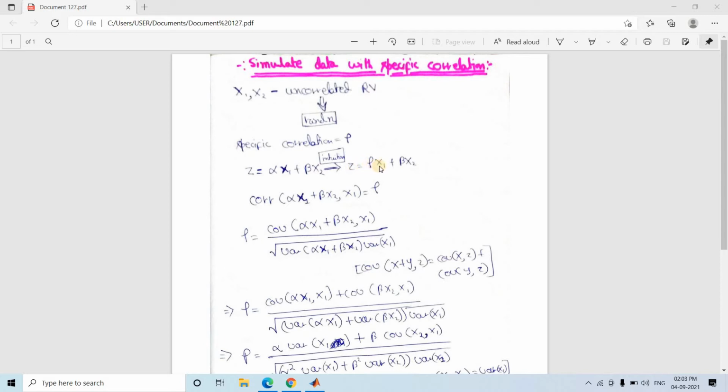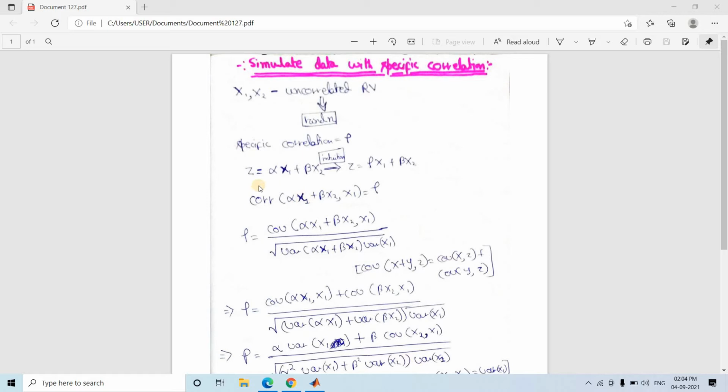That means the correlation and the slope have a certain similarity. So from intuition we can say that if we want z and x1 to have a specific correlation rho, then we can simply put the alpha value as rho, because the slope and the correlation have certain similarity, which we discussed in our previous video also. So one coefficient we can derive from intuition, that is rho. But what about the beta? That is what we are going to discuss.